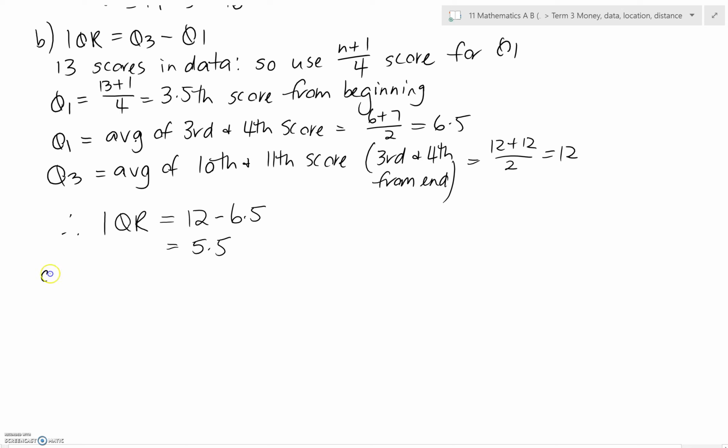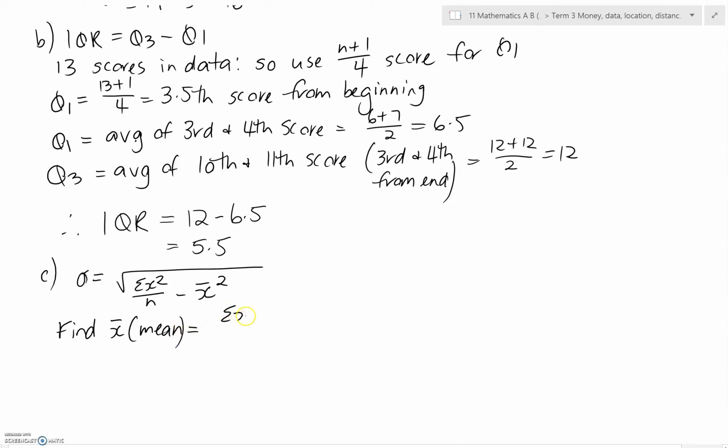C requires us to find the standard deviation. So I'm going to write the formula first. It's the square root of the sum of x squared over n minus x bar squared. Okay, so there's a few things we need here. We need x bar. X bar is the mean, remember? So we need to find what that is. To find that, it's the sum of x over n, which if we added up all our data items, we're going to get 127.